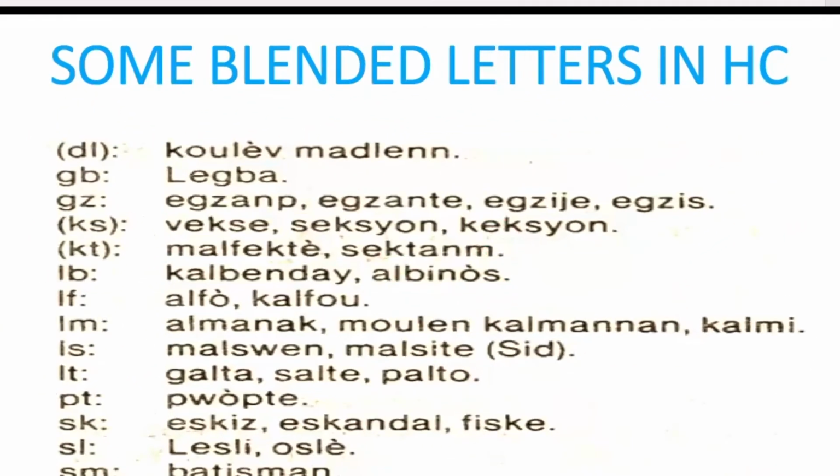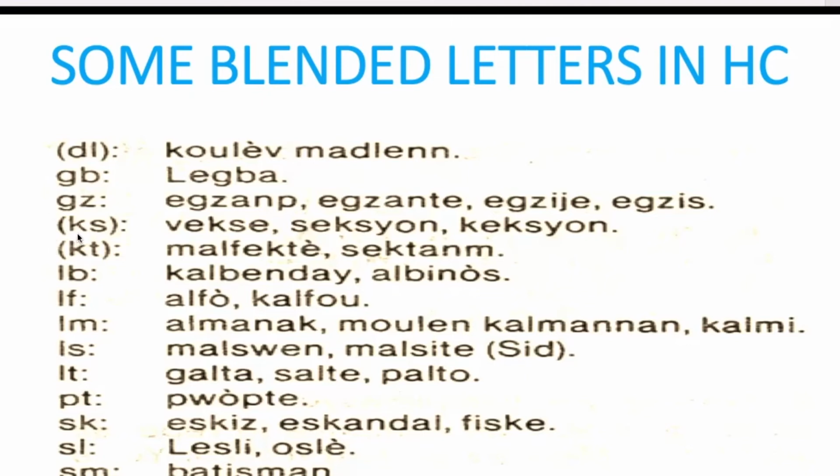Okay. Next we have DL, dr. So, coulève, and then Madeleine. Next we have GB, gba, like ligba. Next we have G and then zig, ga. The G is always hard, right? Like in God. So x. So exemple, exempter, exiger, exige.